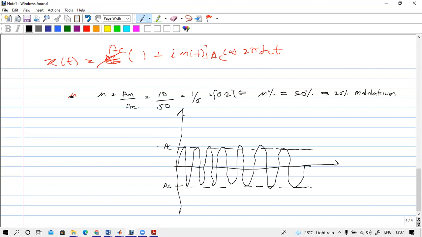So what is our total modulated signal? We can write it as Ac 1 plus mu m(t) cos omega c t. We can write this as the amplitude. If I substitute Am by Ac for this mu, as I have written previously also, it becomes Ac plus Am m(t) cos omega c t.